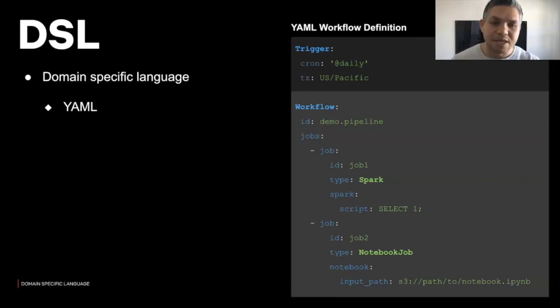The job number two is a notebook job. And in this case, the notebook job allows you to execute Jupyter notebooks as part of your pipeline. All the user needs to do is to provide a URL or a path to the notebook so we can find that notebook on execution time.